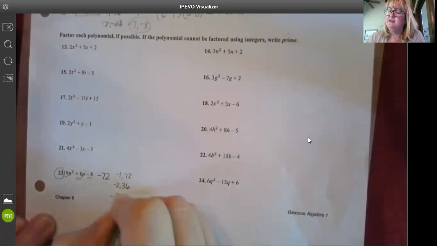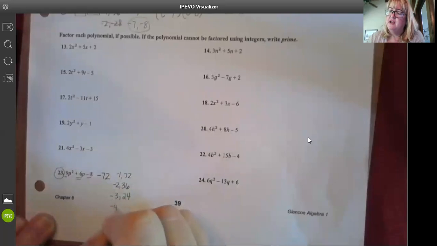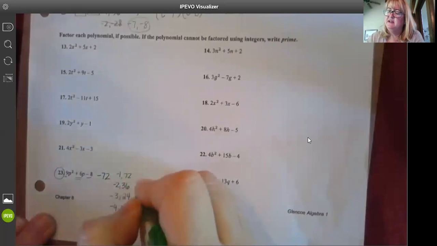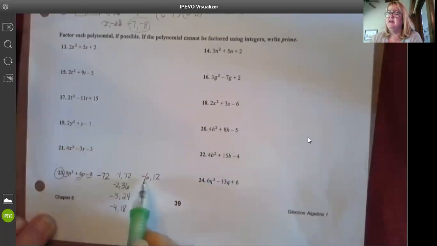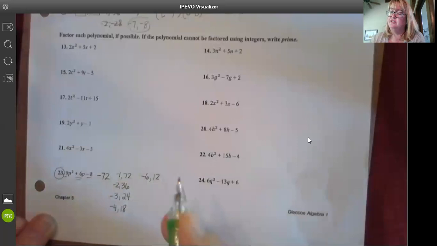Negative 3 and 24. Combine them, nope. Negative 4 and 18. When I combine them, that does not give me a 6. 5 is not a factor. Negative 6 and 12. Oh, there it is. Negative 6 plus 12 is positive 6. So these are my factors.